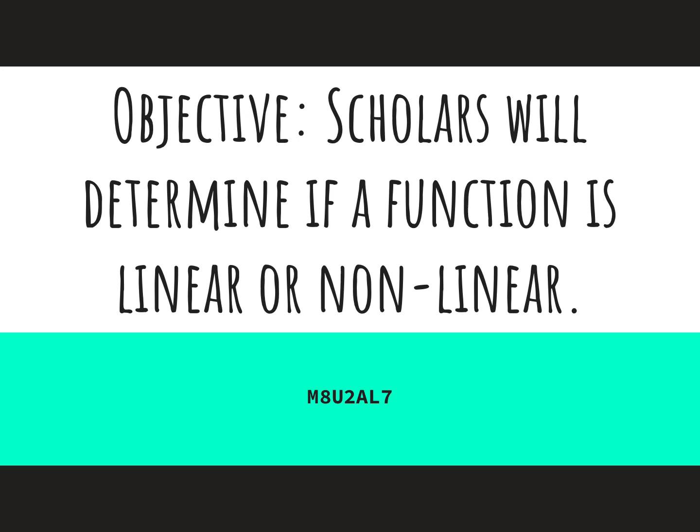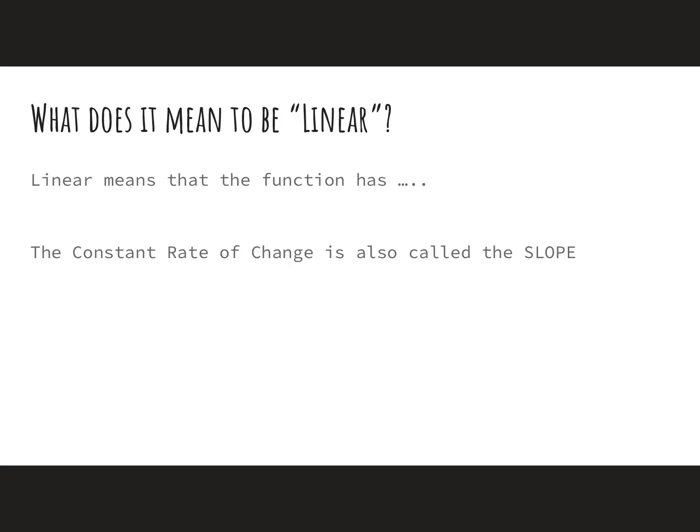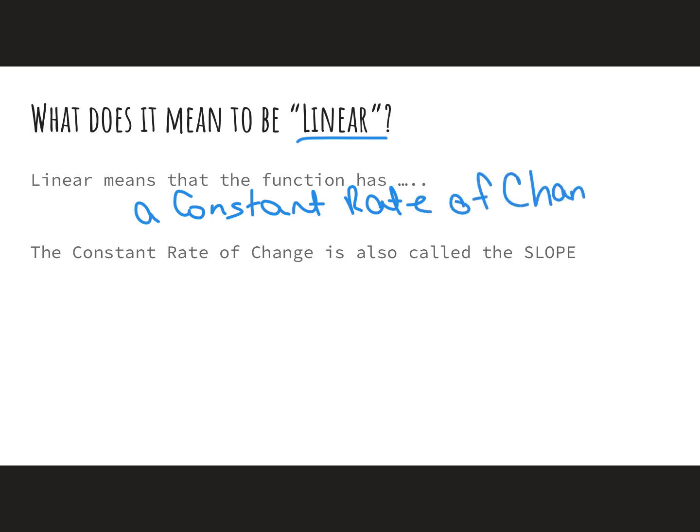Today's objective is scholars will determine if a function is linear or nonlinear. So first question, what does it mean to be linear? Linear simply means that a function has a constant rate of change. So that's all it is to be linear. It has a constant rate of change. The constant rate of change is also called the slope. We've talked about how to find that.